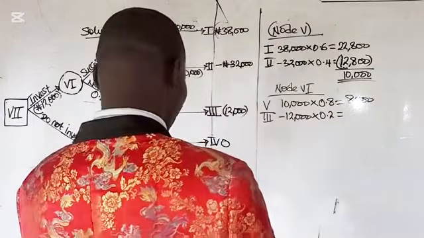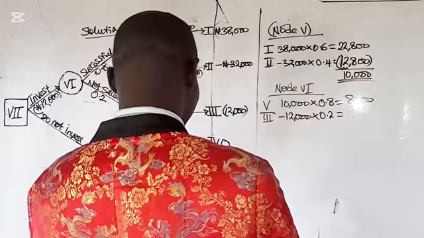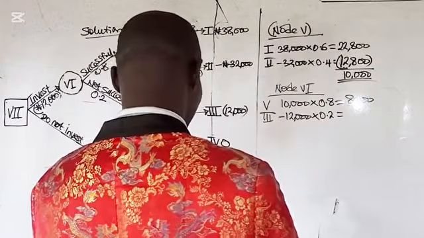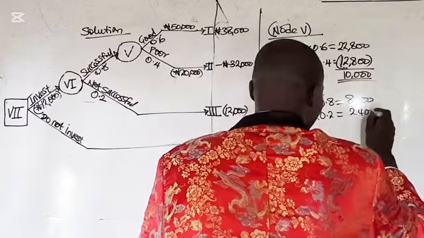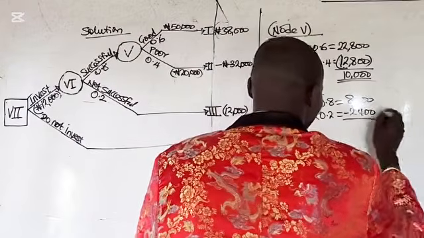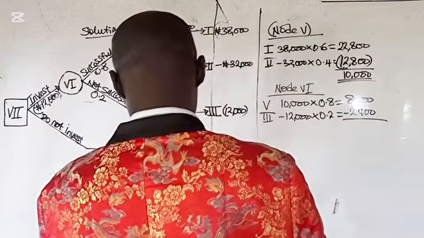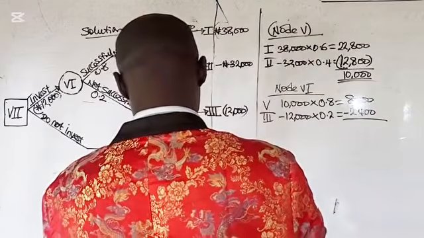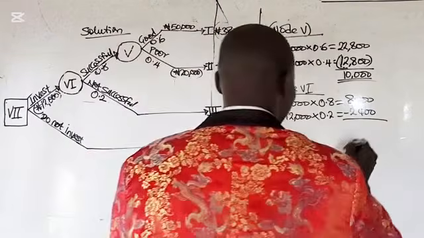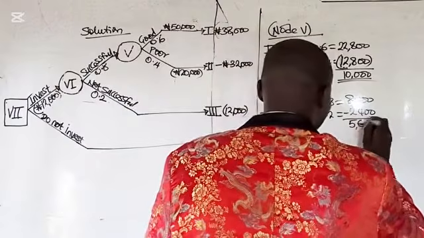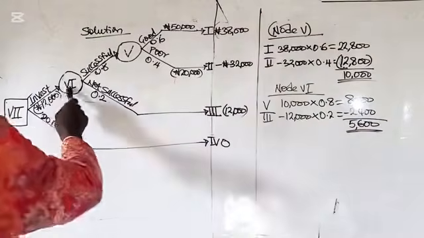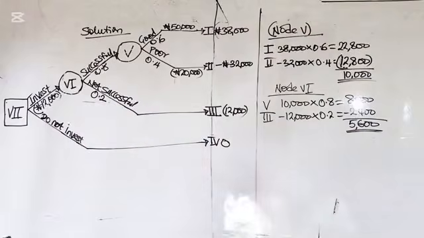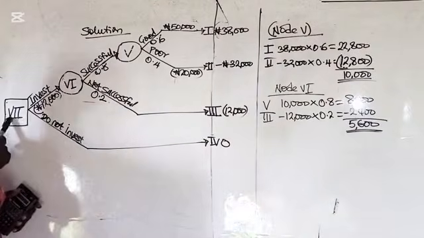Then minus 12,000 times 0.2, that gives us negative 2,400. So if you sum them up, you have 5,600. So that is the value of node 6. Then this is a decision node.